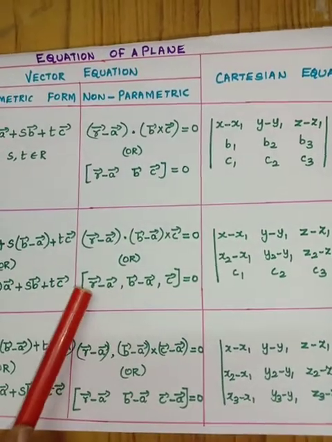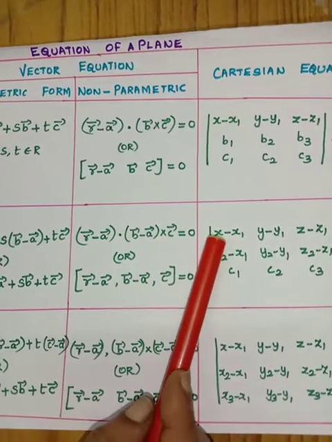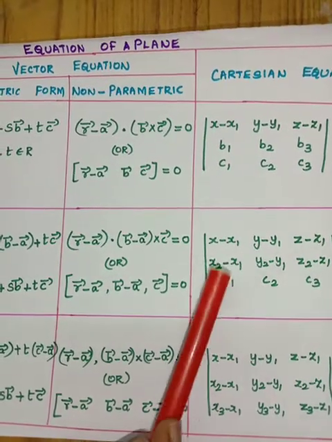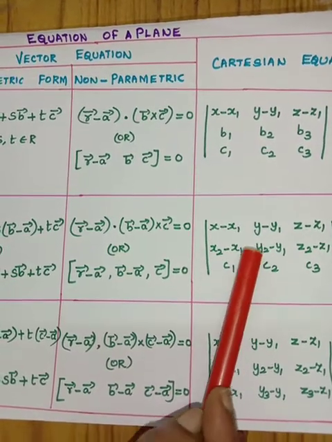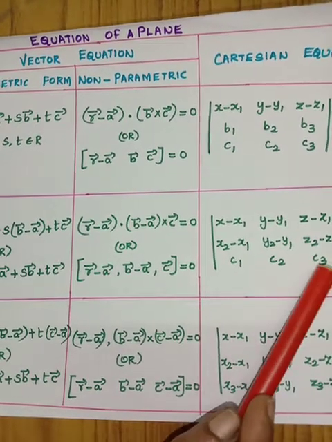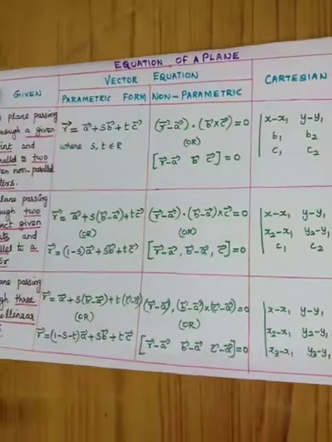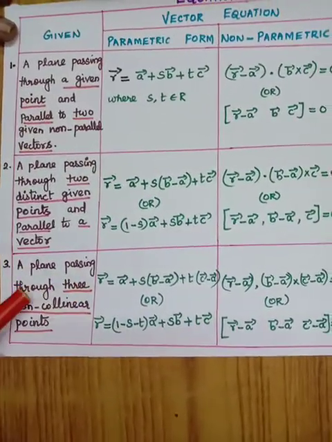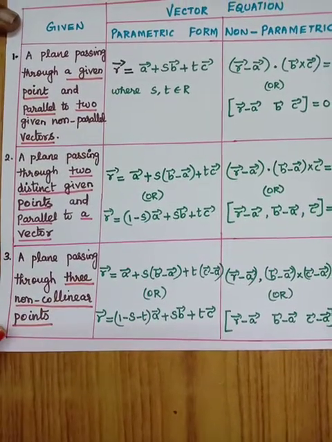For two passing points, the Cartesian form is: x minus x1, y minus y1, z minus z1, x2 minus x1, y2 minus y1, z2 minus z1, c1, c2, c3 is equal to 0. So we have already seen the proof of the next one: a plane passing through three non-collinear points.